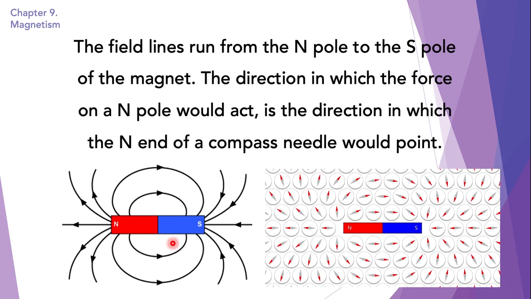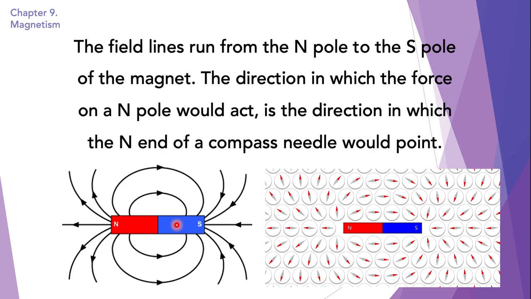So in this diagram, a selection of field lines has been used to show the magnetic field around a bar magnet. As you can see, first of all, the field lines run from the north pole to the south pole of the magnet. The direction in which the force on a north pole would act is the direction in which the north end of a compass needle would point.